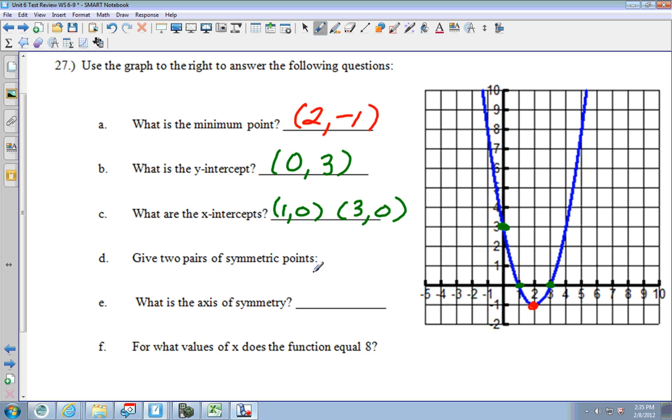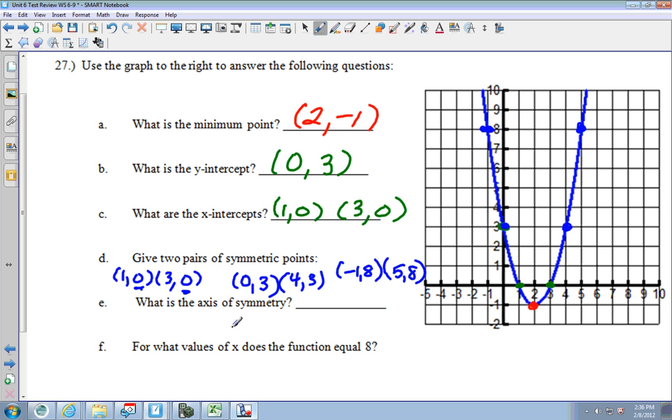Give 2 pairs of symmetric points. Okay, symmetric points right here, they have to have the same y values. So you can use 1, 0 and 3, 0. Those work. They have the same y numbers. The other one, let's see, I've got 0, 3, and then its symmetric point right here is 4, 3. See if we can find another one. Right here, I have -1, 8, and I go over here, and it is 5, 8.